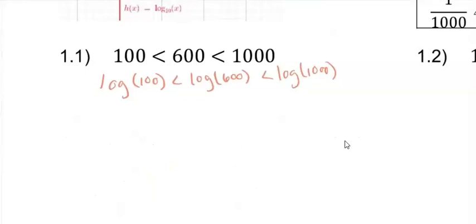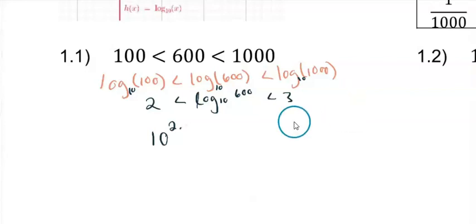But log of 100 is 2, so log base 10 of 600 is less than 3. And in this case, let us guess 10 to the power of 2.5 and see what it will give us. I should probably take something a little bit higher than 2.5 because 600 is nearer to 1,000 than to 100.